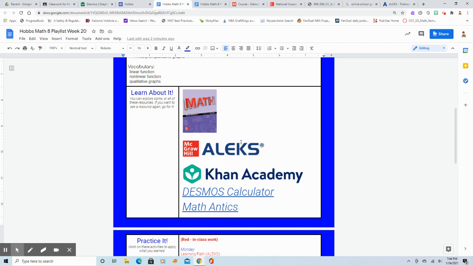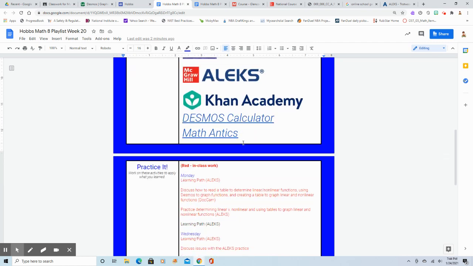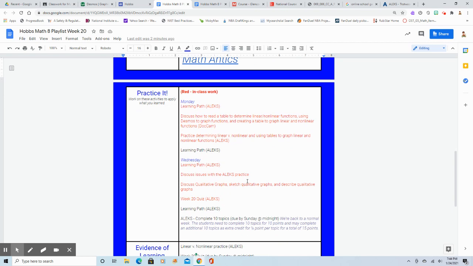The next week we'll test, and then we'll move into Pythagorean theorem and triangles. So that'll be coming up in February. Here is what we're doing this week. It's an easy week as far as the amount of work.